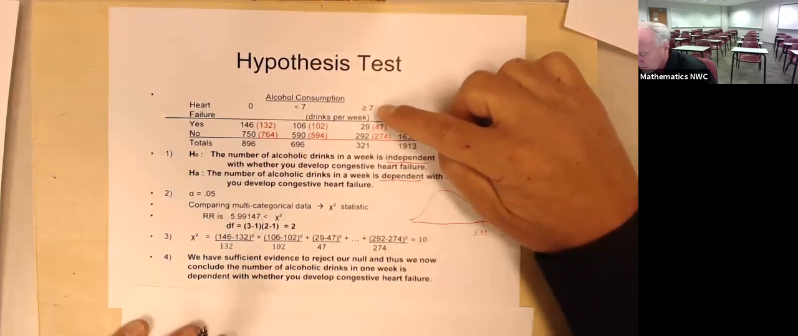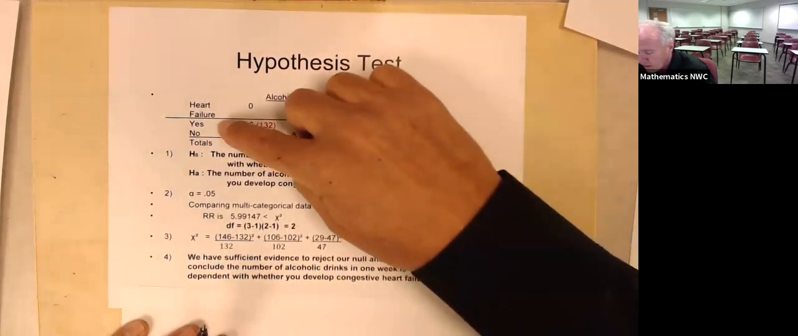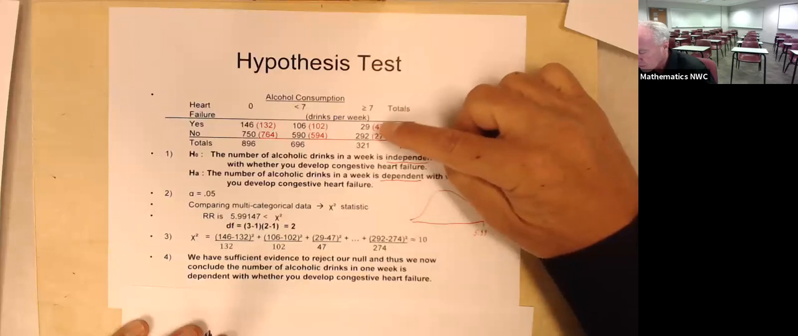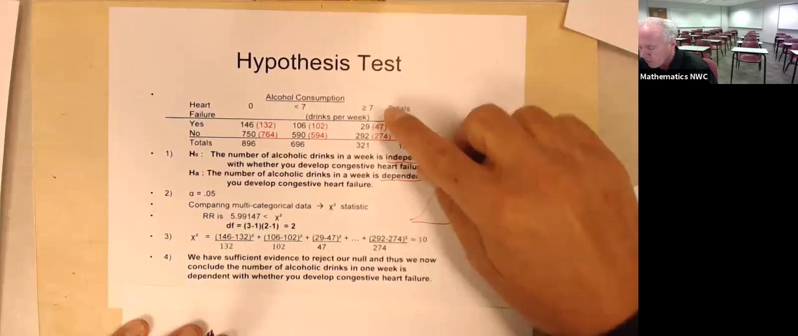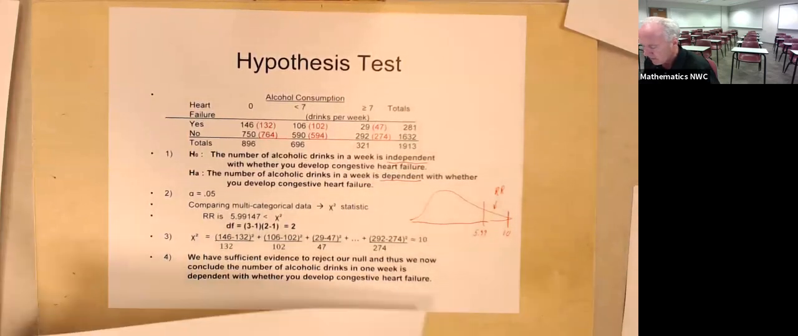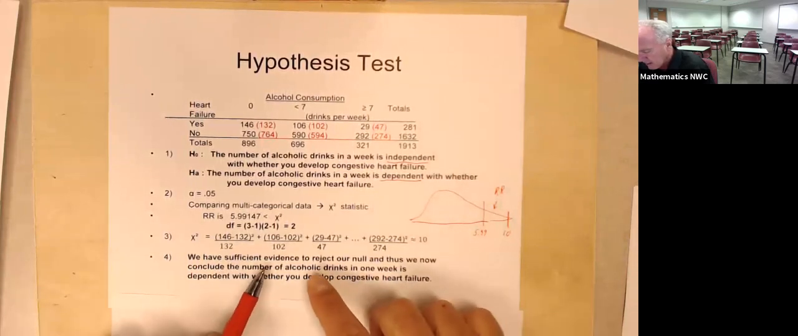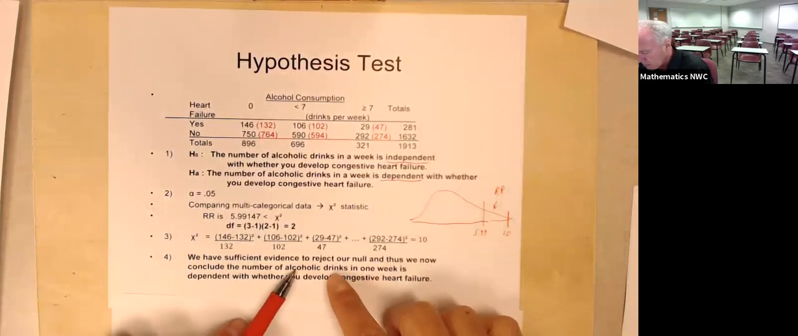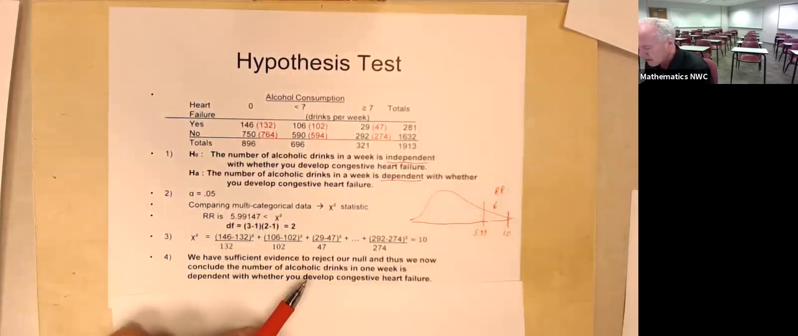One of the problems that's also dependent with drinking 7 or more is it will trash your liver. It might be better for your heart, but it's going to do a lot of really bad things to your liver. Hence, maybe 7 or more is not appropriate for you to have. But bottom line, the conclusion: sufficient evidence to say the number of alcoholic drinks is dependent with whether you develop heart disease. It just wasn't dependent in the direction that we thought.